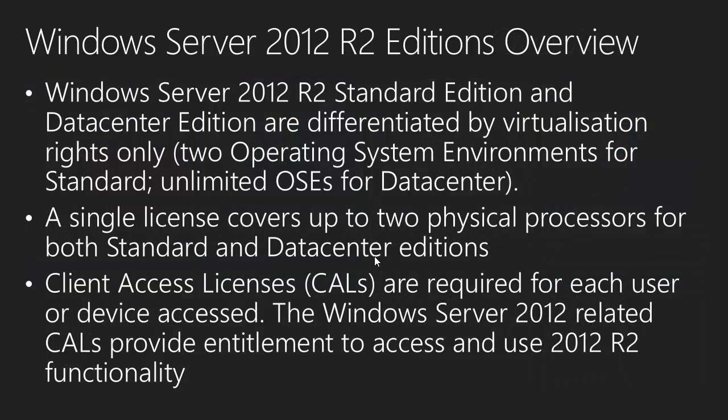So with Data Center and Standard, really the only differences between the two of them are around the licensing and the number of virtual machines, or virtual operating system environments, that are included. With both of them, a single license allows you to have up to 2 physical CPUs per server. So when we think about the typical server that we're selling to an SMB customer, generally we're talking about a single or a dual proc server. We're not talking about quad proc servers in most SMB organizations.